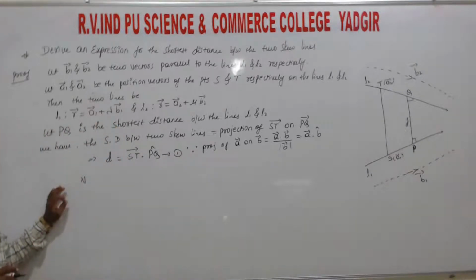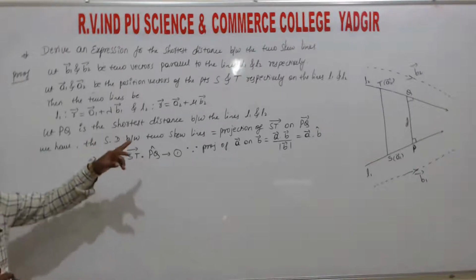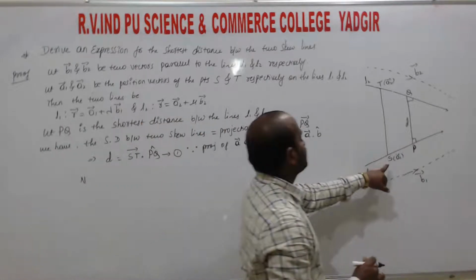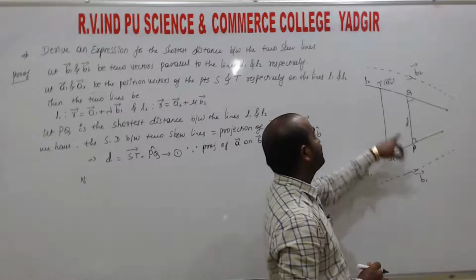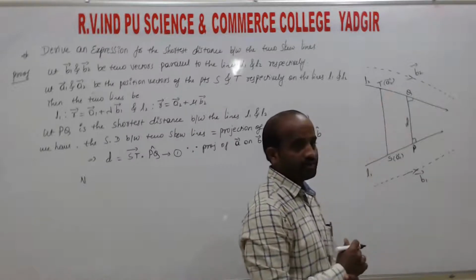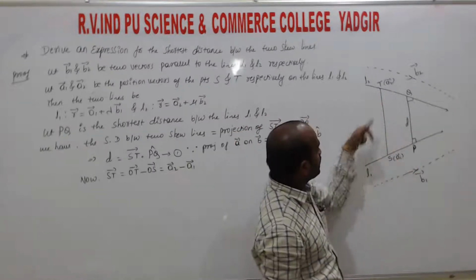Next, we have to find ST. ST uses the vector joining two points: AB vector is OB minus OA, so ST is equal to OT minus OS. A1 and A2 are the position vectors of the points S and T. OS is equal to A1 and OT is equal to A2 vector, on both L1 and L2.